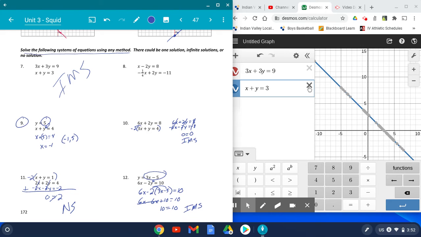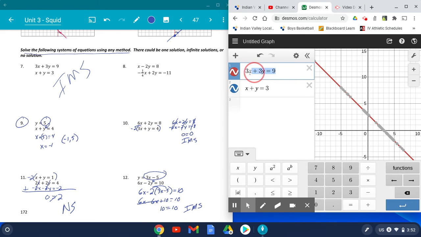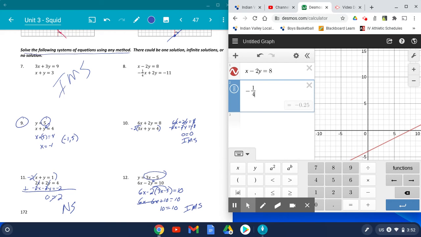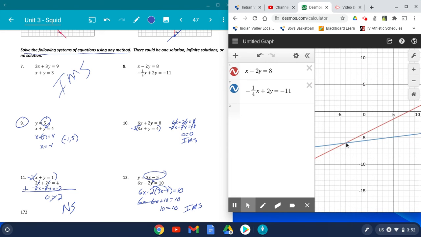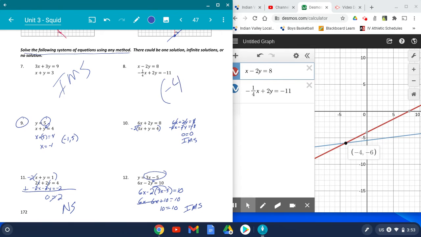Let's do this last one here. Let's go x minus 2y equals 8. And -1/4 x plus 2y equals -11. I'm looking for that point of intersection, and there it is. -4, -6.